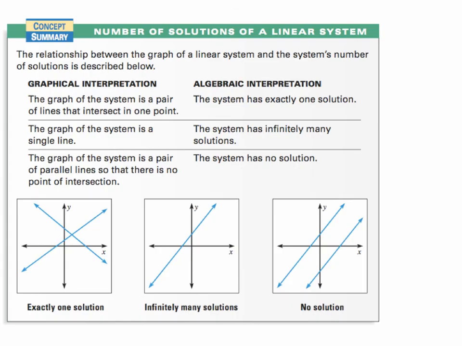That's going to be important to know. I know there's a bunch of words and pictures up here, but what you need to know is that if the lines intersect at one point, there is one solution. If you graph your lines and it's a single line, meaning one is right on top of the other, then there are infinitely many solutions. If you graph the lines and they're parallel, there's no solution. That's all you need to know for this section. You need to be able to check whether an ordered pair is a solution by substituting it in, and be able to graph two lines and see where they intersect.